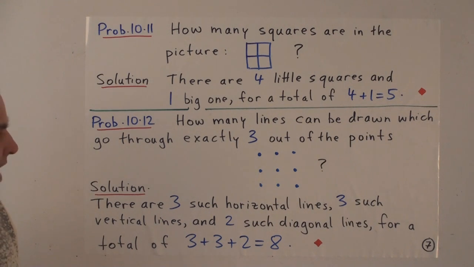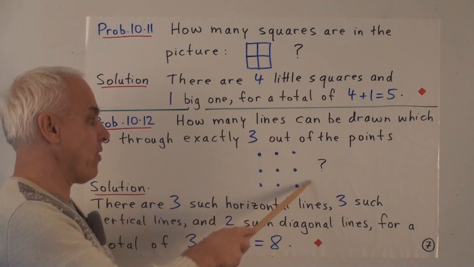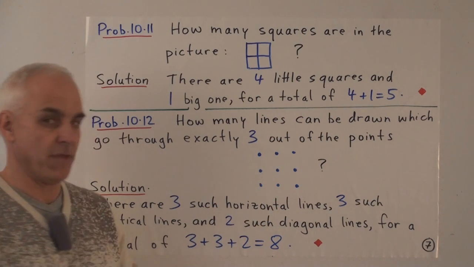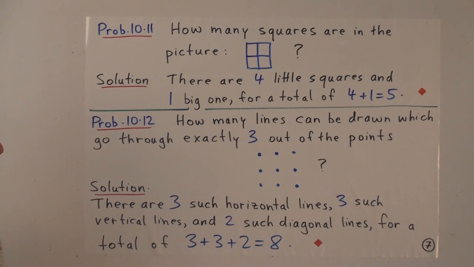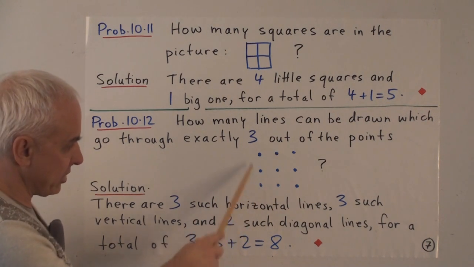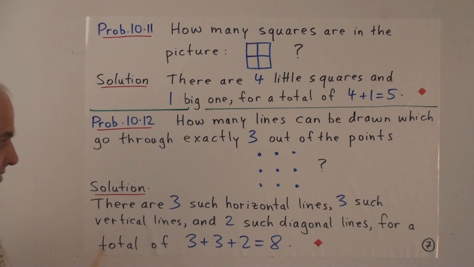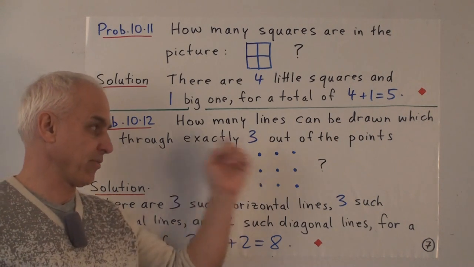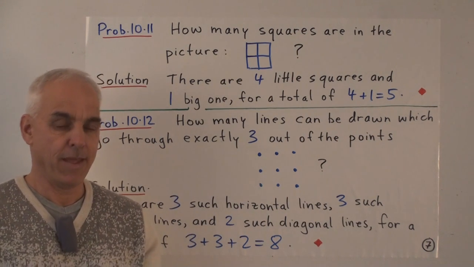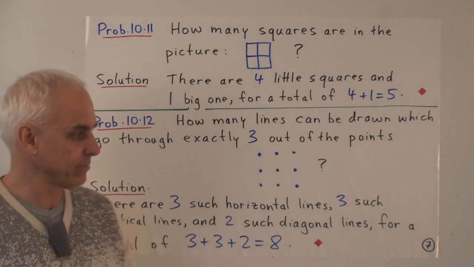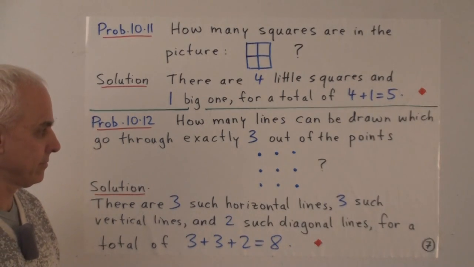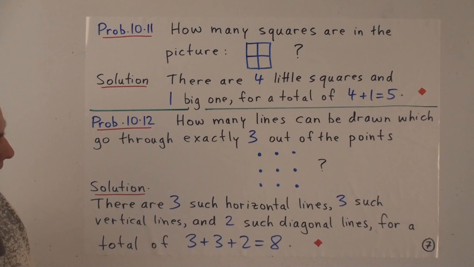Our last problem. How many lines can be drawn which go through exactly 3 out of the points on this little diagram? There are 9 points arranged in a square, sort of a bit like this one. And now I'm interested in how many lines can be drawn through exactly 3 of these points. And by a line, I mean straight line. Okay, it's a counting question.